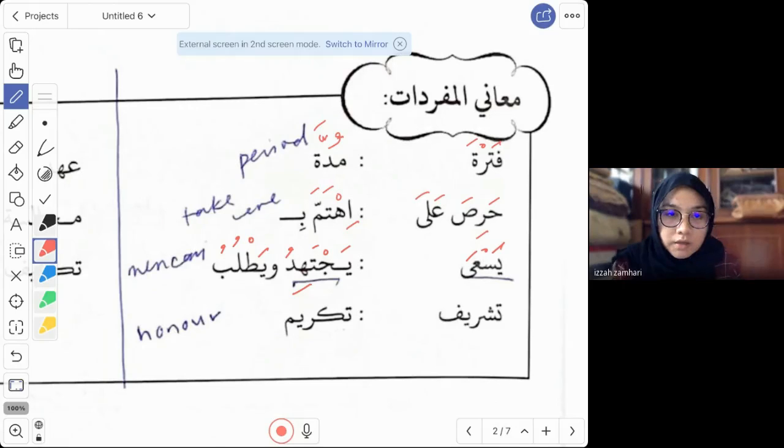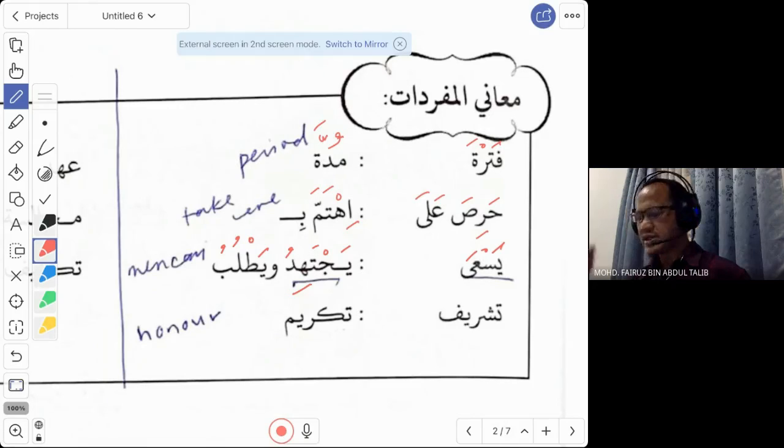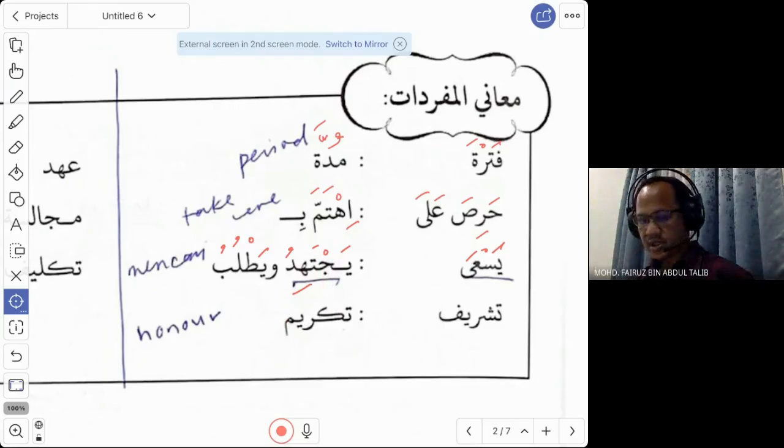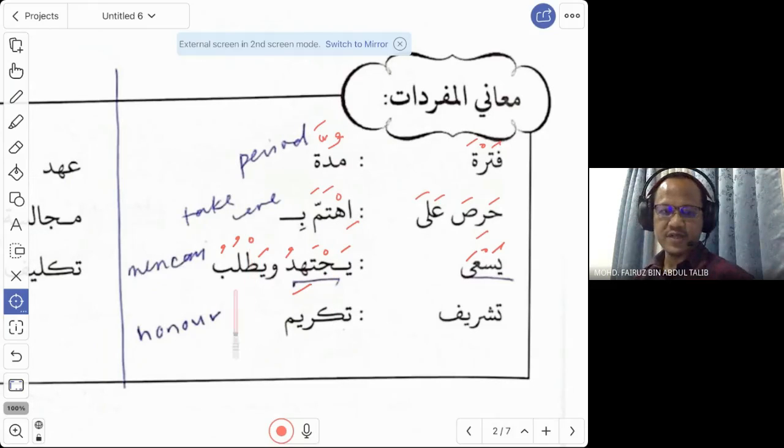Looking for something. Yes, looking for something. So the word yas'a here is looking for something. Another meaning for the word yas'a is to strive. That is why here they include both words. Yajtahidu, to strive, and yatlubu, to seek for something.